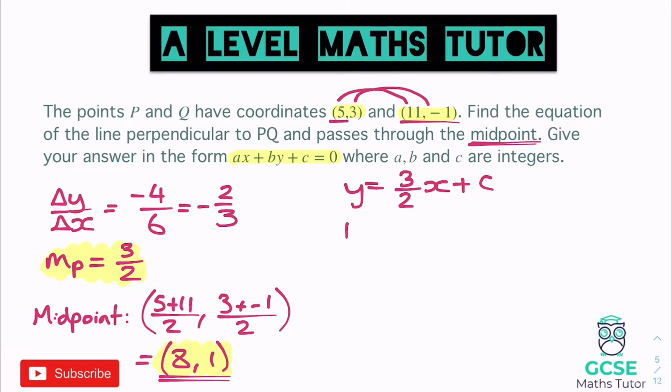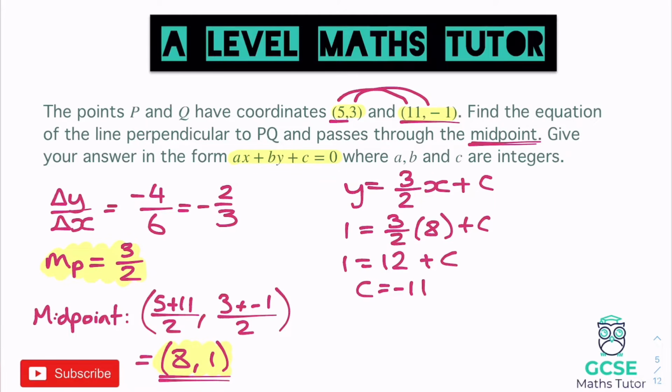So y is 1, so 1 equals 3 over 2 multiplied by the 8 plus c, and 3 over 2 times 8 is 1.5 times 8, so that's 12. So we have 1 equals 12 plus c, and again you can just check that on the calculator. Take away 12 from both sides, and we get c equals negative 11. There we go. So c equals minus 11 for that question.